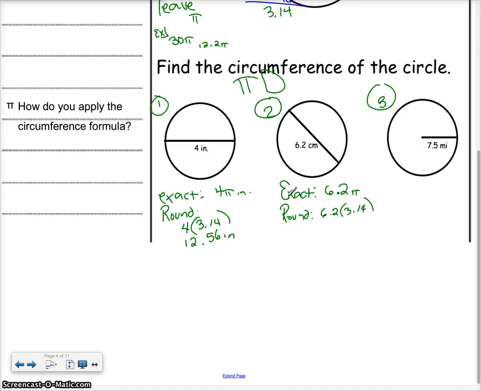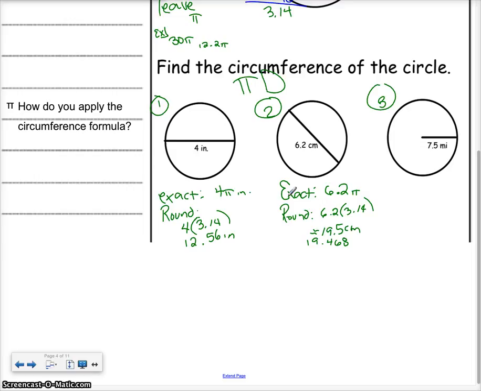And that is 19.5 rounded, approximately 19.5 centimeters. Keep in mind, if you have your calculator, its version for pi is going to be a little bit different than our 19.5. I think our rounded answer was 19.468. If you have your calculator right now, I want you to punch in 6.2, the pi button on your calculator, and press equal.